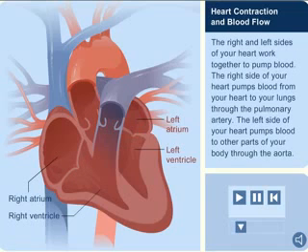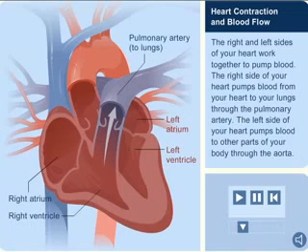The right and left sides of your heart work together to pump blood. The right side of your heart pumps blood from your heart to your lungs through the pulmonary artery. The left side of your heart pumps blood to other parts of your body through the aorta.